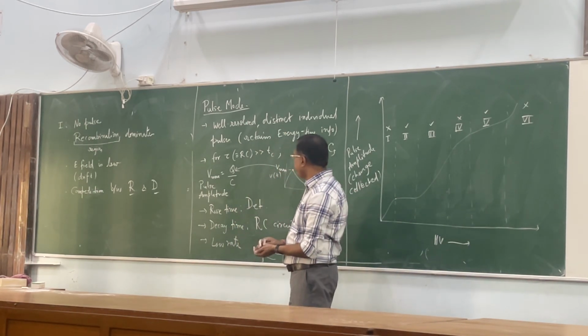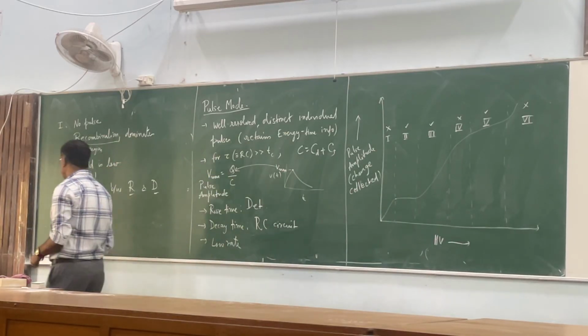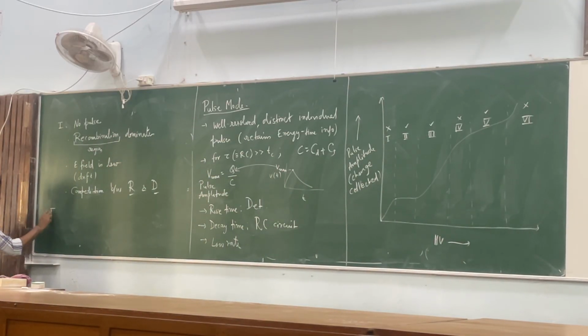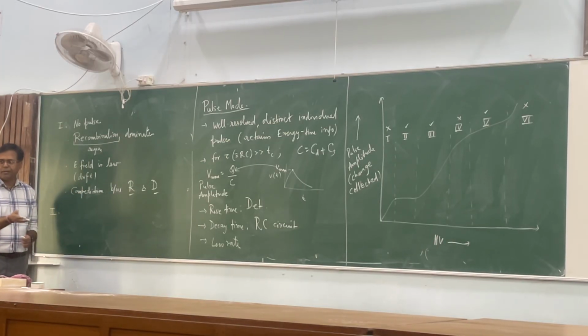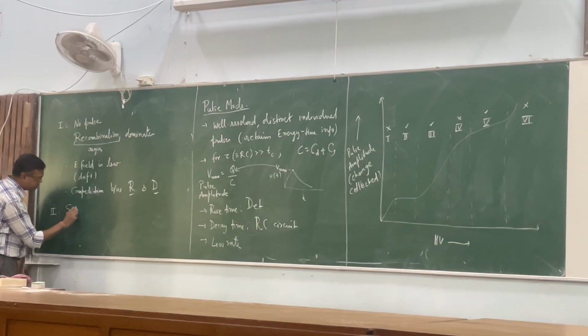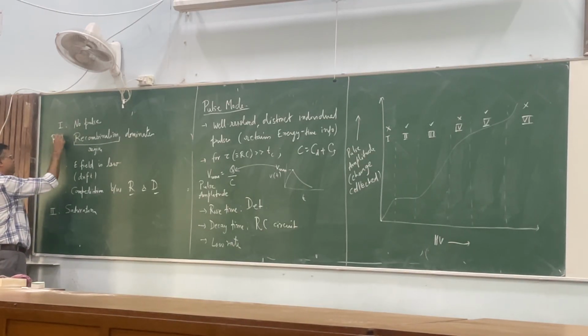It is because the charge generated is because of the energy loss. Which means that in this region, the second region, which we call the saturation region, this is called the recombination region.